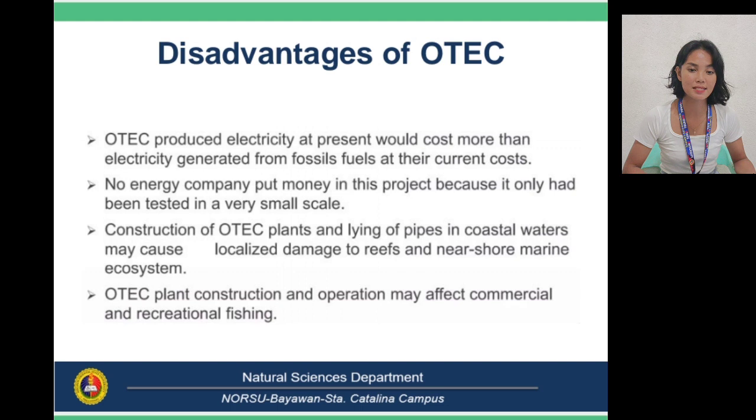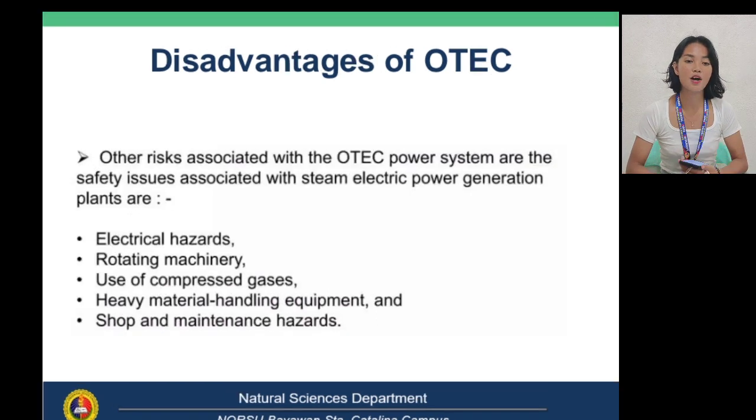Construction of OTEC plants and laying of pipes in coastal waters may cause localized damage to reefs and nearshore marine ecosystems. OTEC plant construction and operation may affect commercial and recreational fishing. Other risks associated with the OTEC power system are the safety issues associated with steam electric power generation plants, or electrical hazards, rotating machinery, use of compressed gases, heavy material handling equipment, and shock and maintenance hazards.